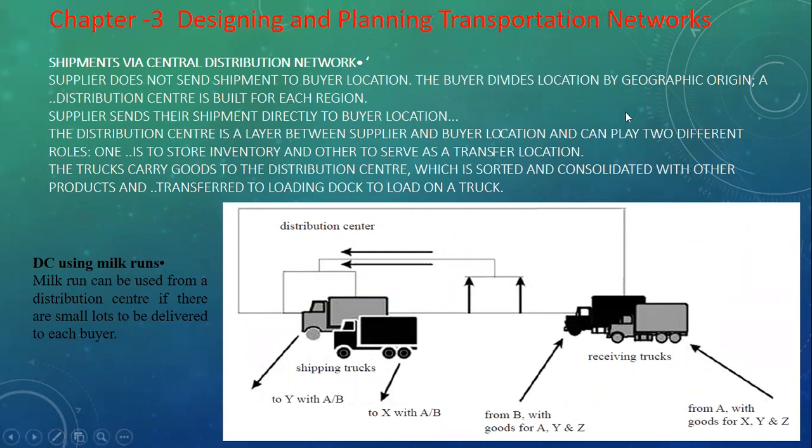For your information, we are completing the full supply chain management course, in which we are now on chapter 3. The topic name is shipment via central distribution network. The supplier does not send shipment to the buyer location directly. The buyer divides locations by geographic origin, or a distribution center is built for each region.